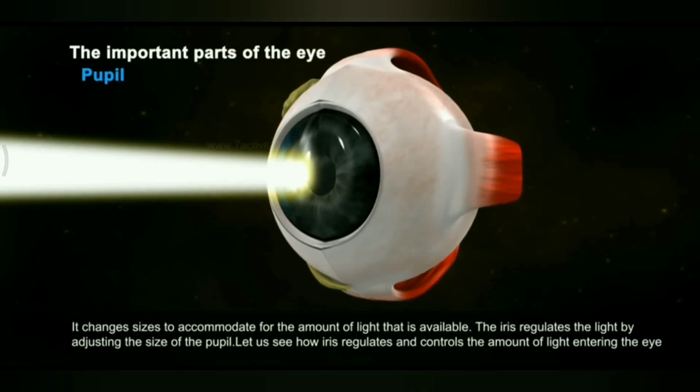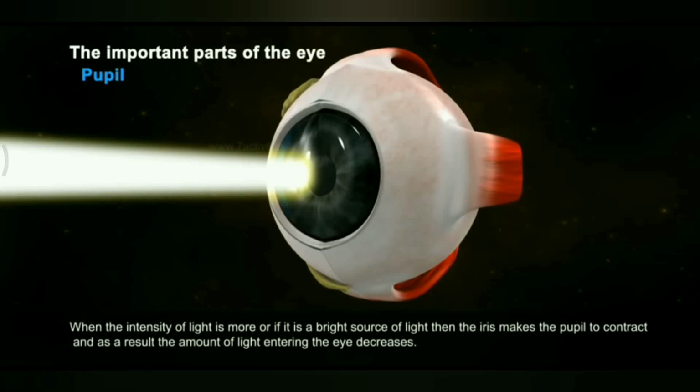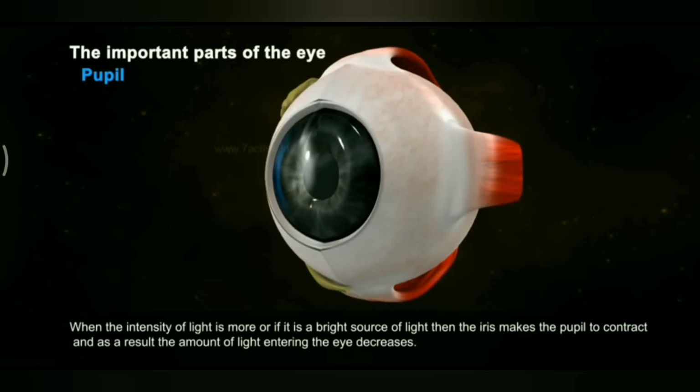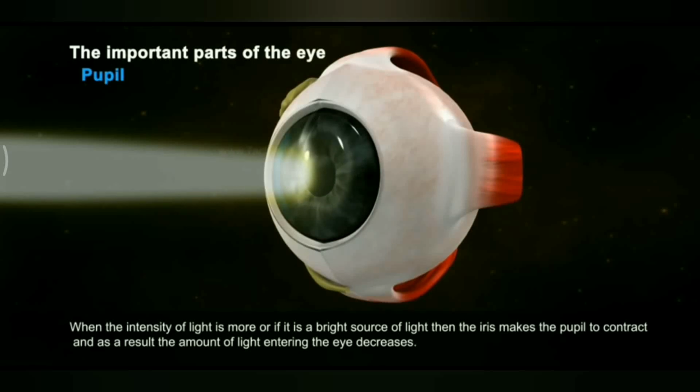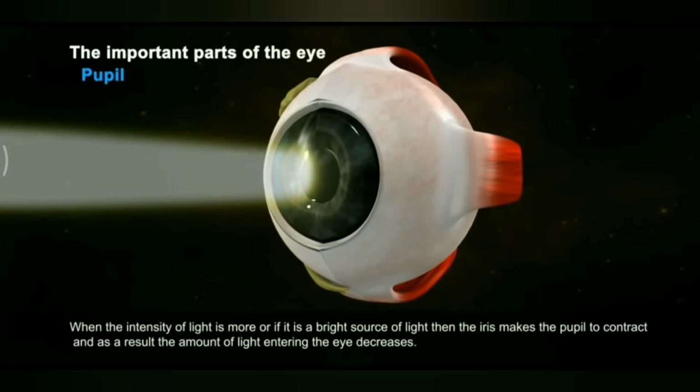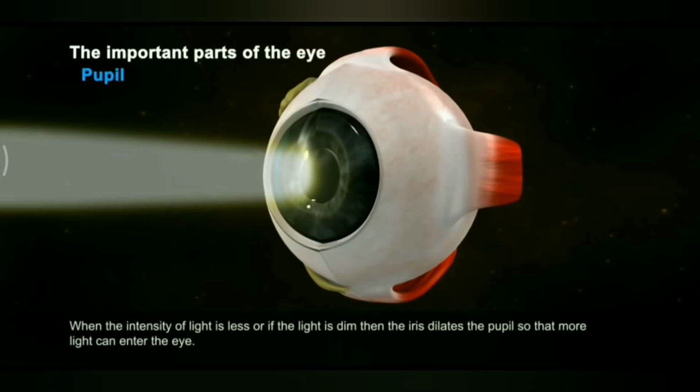Now, two cases may arise. First is when the intensity of the light is more, or it is a bright source of light. Then the iris makes the pupil contract, and as a result, the amount of light entering the eye decreases. So this is how the amount of light entering the eye is regulated. And the second case is when the intensity of light is less, or if the light is dim, then the iris dilates the pupil so that more light can enter the eye.